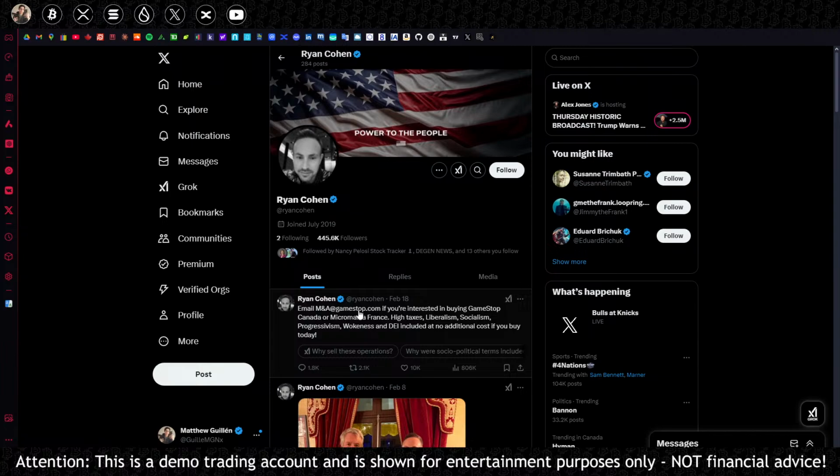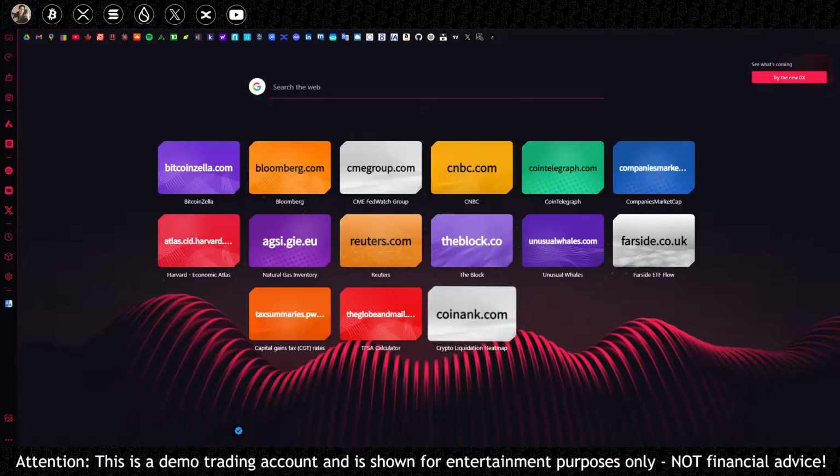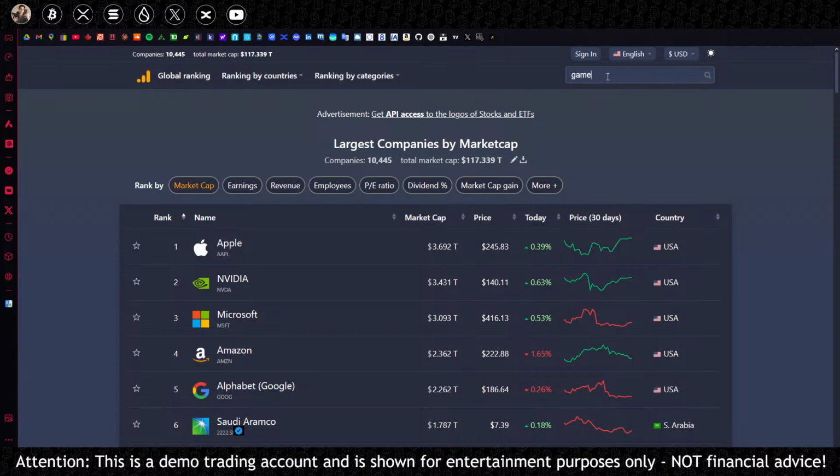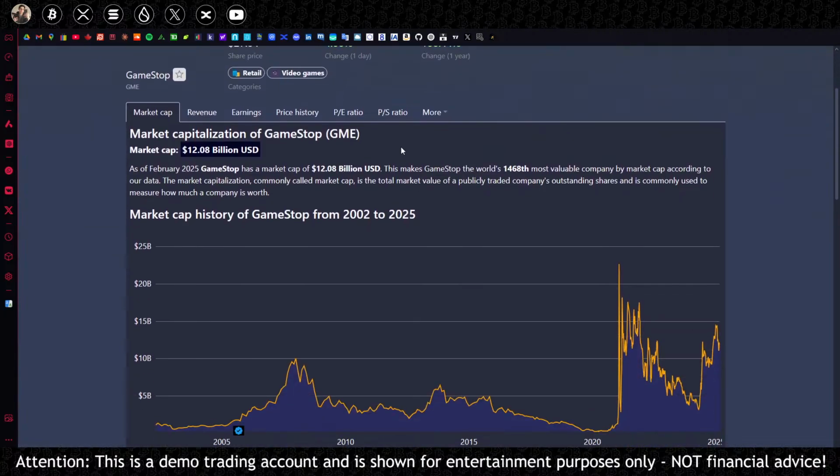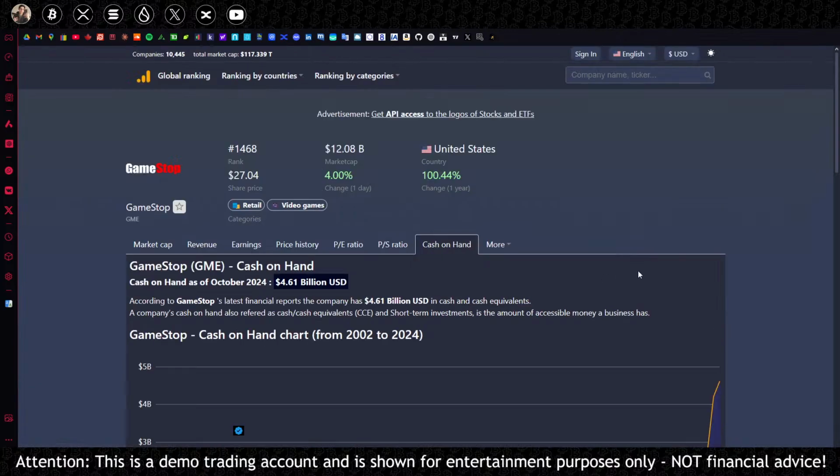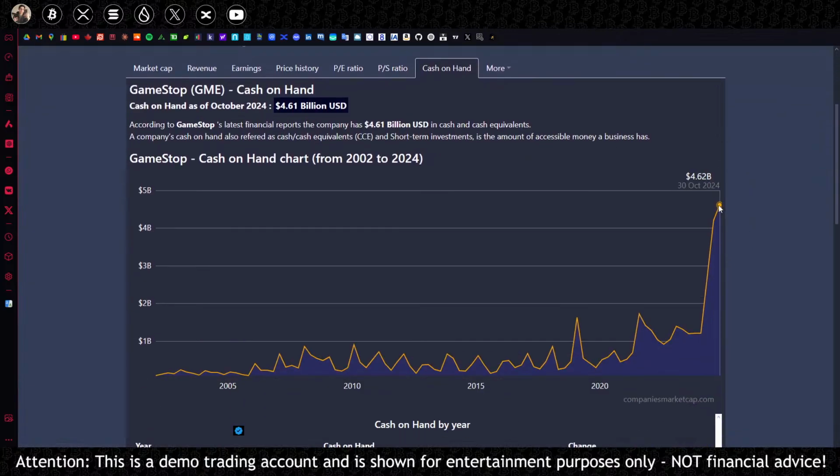Yeah, rumors. GameStop has around $4.616 billion in cash, cash equivalents, and marketable securities as of October 31st, 2024. I don't think they wasted $4 billion in 3-4 months. I could check something. Company's market cap. Search for GameStop. You can see the cash on hand right here. Oh my gosh, they do have $4 billion. Wow. Wow, wow, wow. Guys, I just made a big discovery.